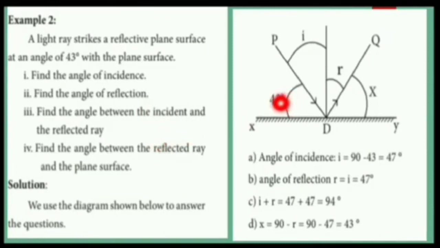What is the first question? Find the angle of incidence. We want to find the angle of incidence. It is the right angle. The right angle is 90 degrees. So the angle of incidence I is equal to 90 minus 43. What is the answer? 47 degrees.